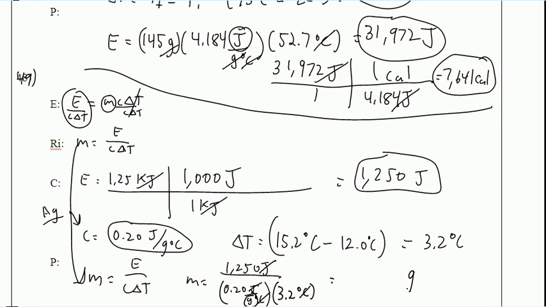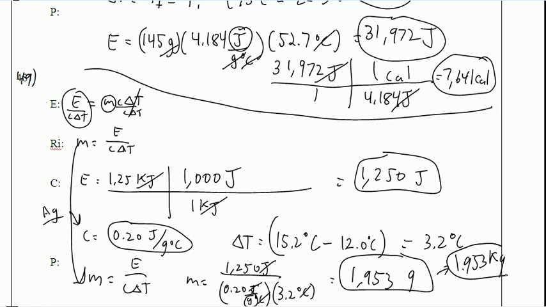equals 1,953. 1,953 grams, and they said just calculate the mass, so we're going to assume we can keep it in grams. If you converted that to kilograms, you get 1.953 kilograms.